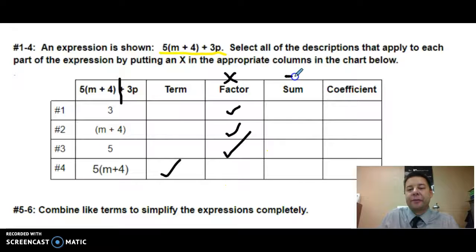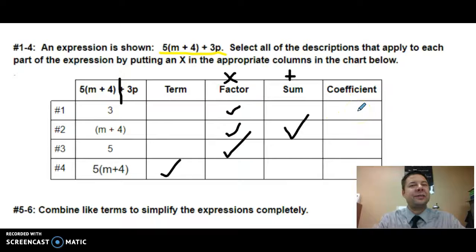Let's do the same thing for sums. So I'm going to put a little plus sign here so I remember that a sum is an addition problem. So I have a 3. Is 3 an addition problem? No. Is m plus 4 an addition problem? Why, yes, it is. Is 5 an addition problem? No, it's not. Is 5 times (m plus 4) a sum? Again, kind of tricky because there is a sum in there, but 5 times (m plus 4) is not a sum. Let's take a look at coefficients.